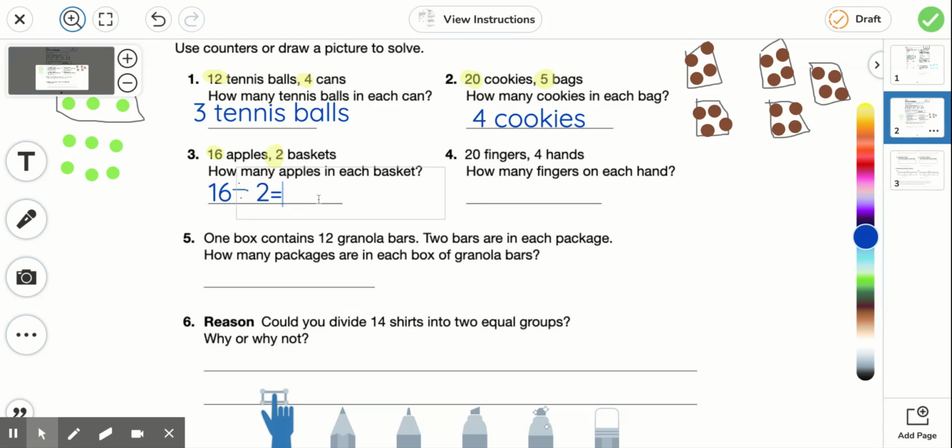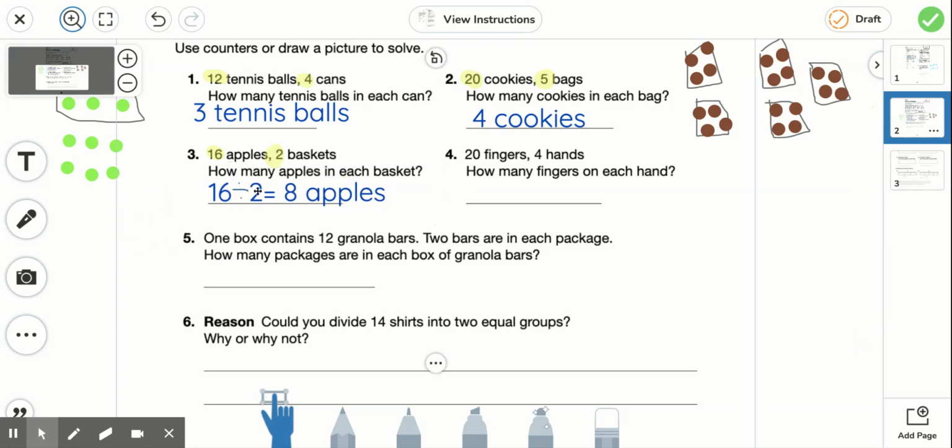Well, to do this backwards, I'm going to think, what number times 2 will get me 16? I remember my doubles. 8 times 2 will get me 16. So that means that 16 divided by 2 is 8. We are going with our fact families. We're working backwards.